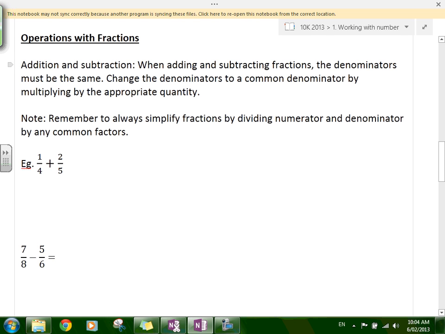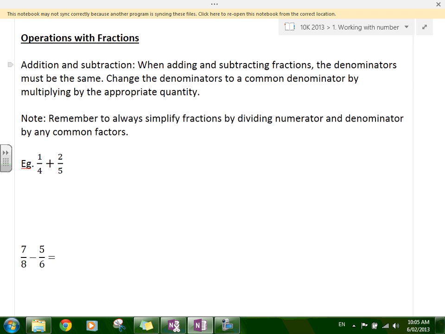Okay, so we're just going to quickly talk about addition, subtraction, multiplication, and division. Let's go through a few examples. Alright, so addition and subtraction, when adding and subtracting fractions, the denominators must be the same. You have to convert the denominators, so make the fractions equivalent to something else with the same denominator, and then you can do the operation. Okay, and to find a different denominator, you just multiply it by an appropriate value.